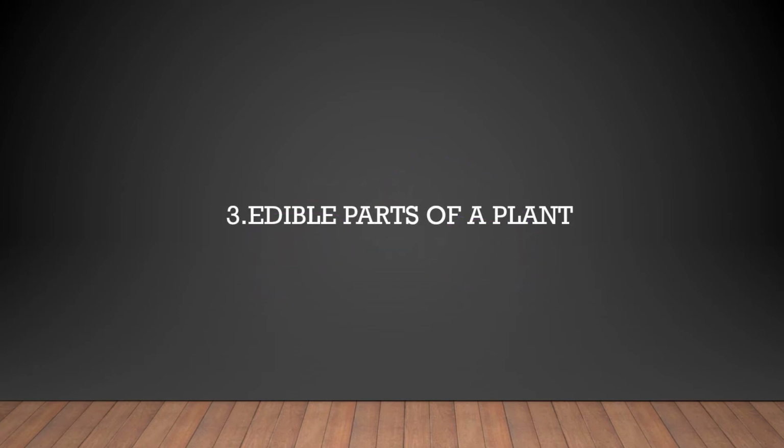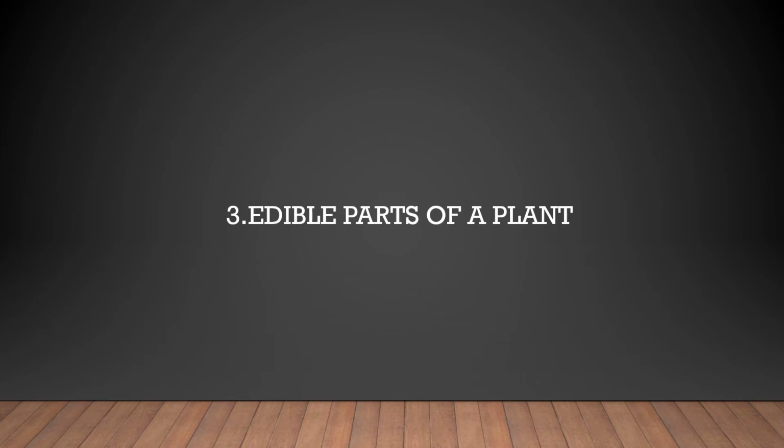Okay, next is edible parts of a plant. From your early classes itself you were studying that a plant has a root, stem, leaf, flower, bud, fruit, etc. Right? The food items that we eat are not obtained only from the fruit part. Most of you might have heard that you are eating the fruit.